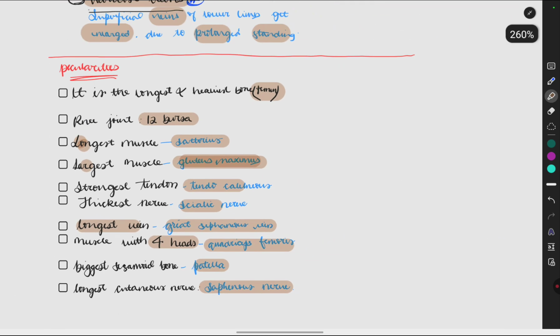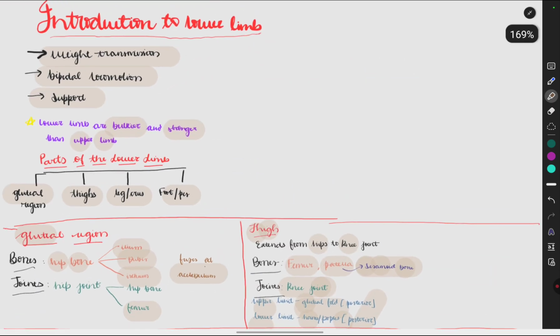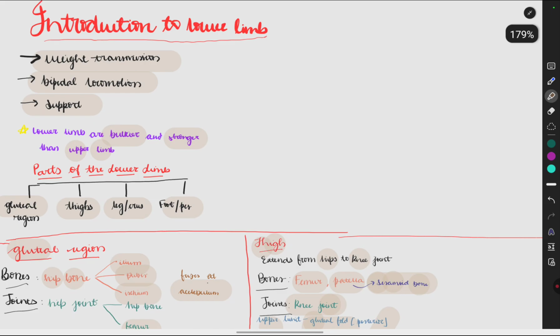So this is about the lower limb introduction. This is the only introduction to the lower limb. It is not in detail, it is just the introduction.